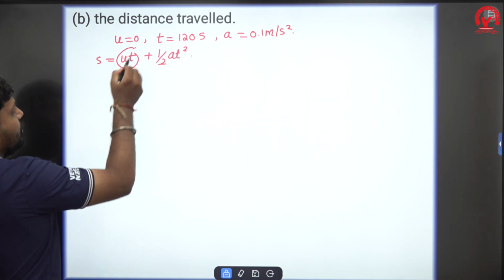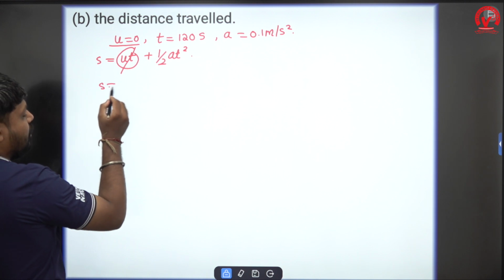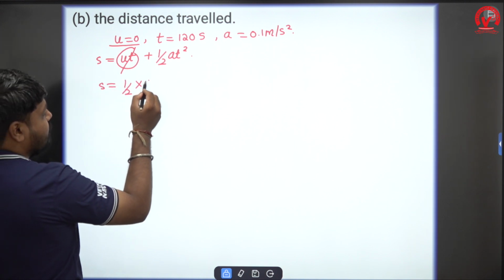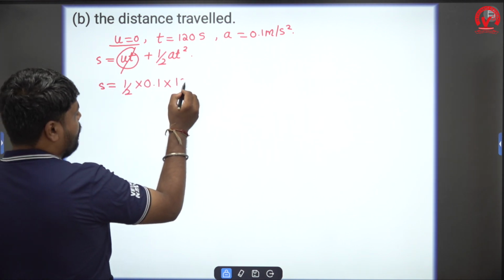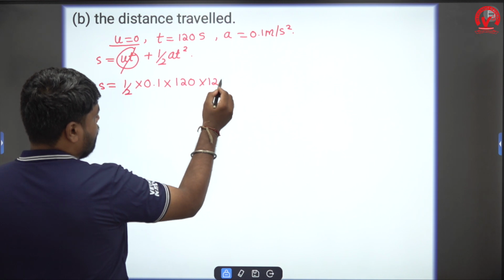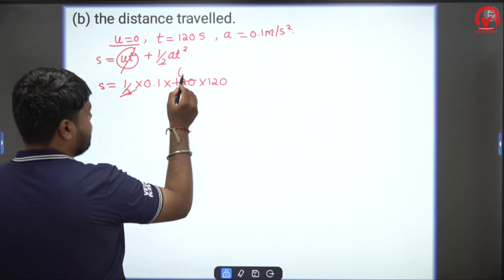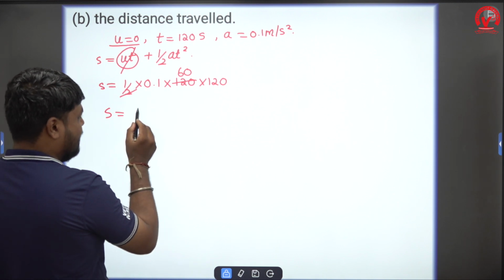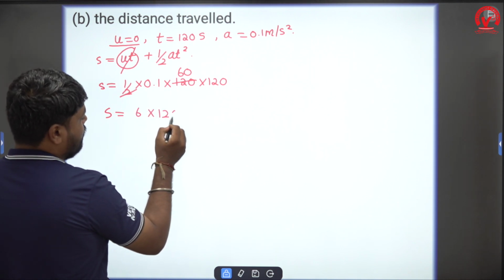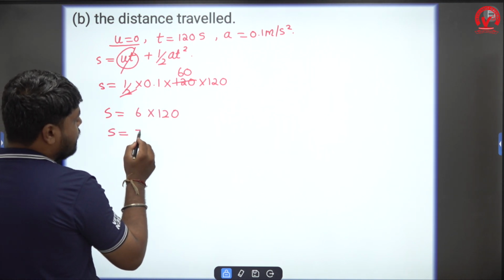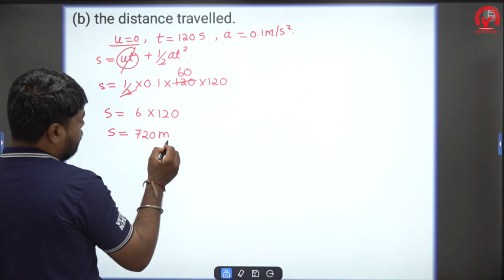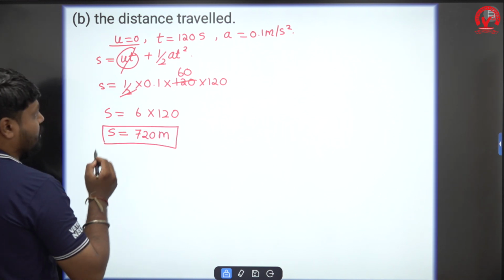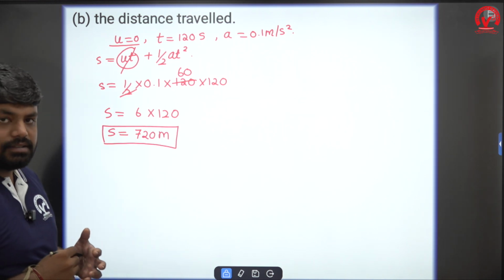So this term becomes 0 because u is 0 here. So S is equal to half into a, which is 0.1, into t square, 120 into 120. Half of 120 is 60. S is equal to 0.1 into 60 is 6, into 120. 6 into 120 is 720 meter. Are you able to understand? Yes? Okay.